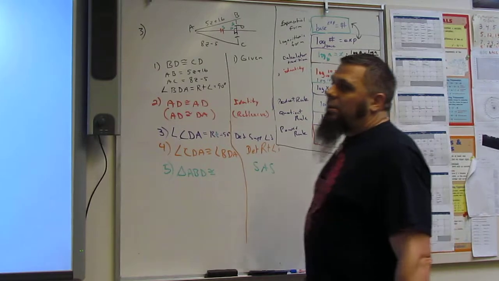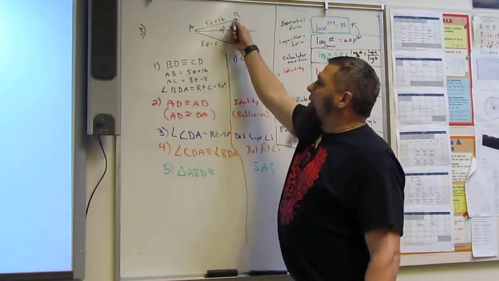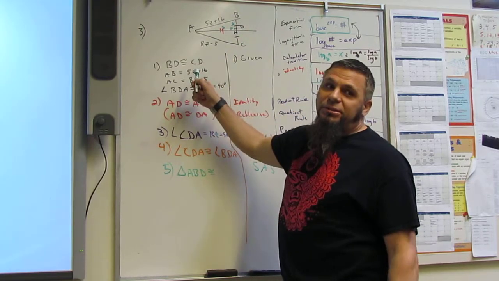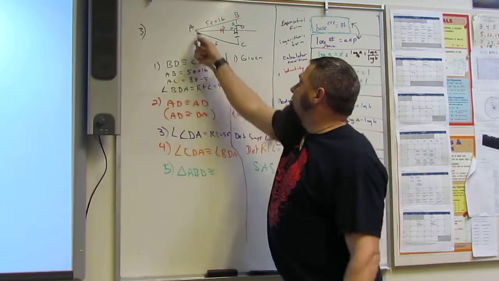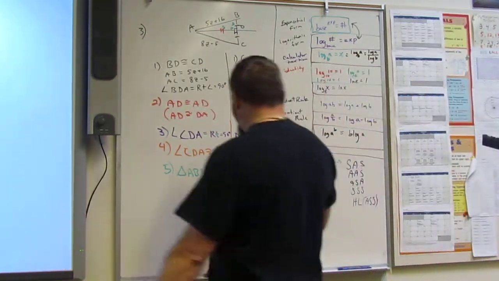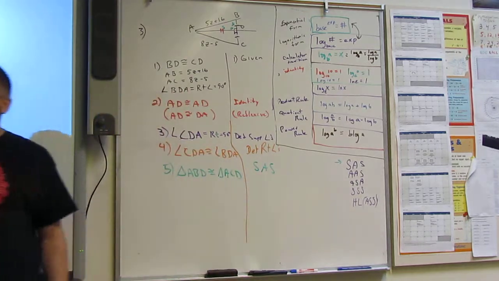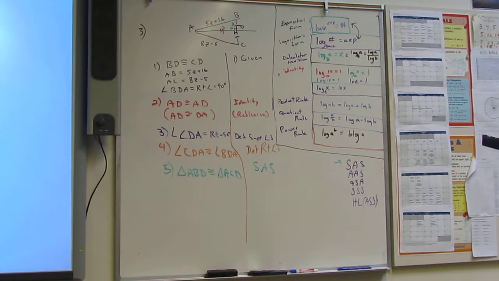ABD is congruent to DBA. Just kidding. Nope. ABD is congruent to ACD. Sorry, ACD. So A, C, D. That's side equals side. Do you see that? ACD.